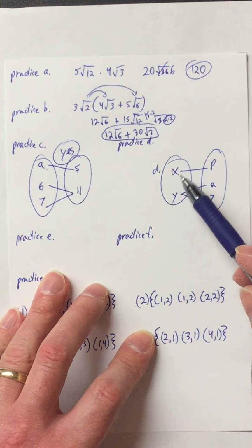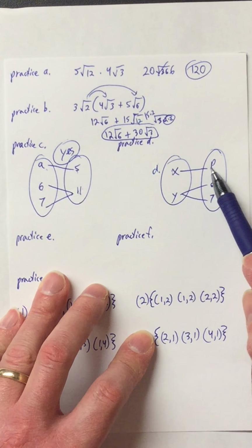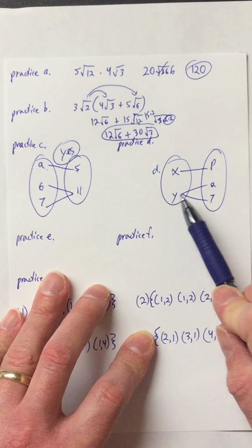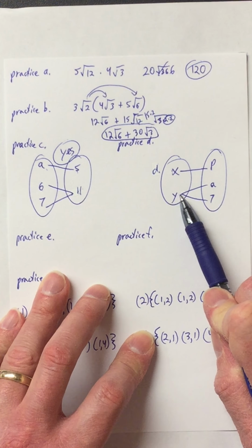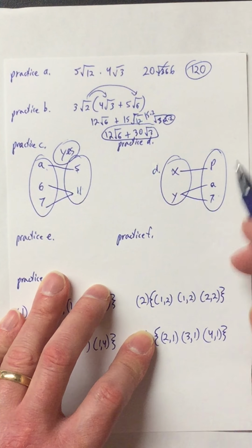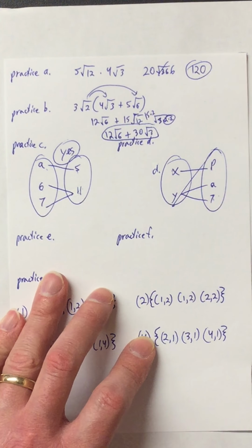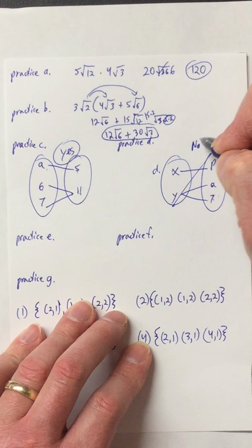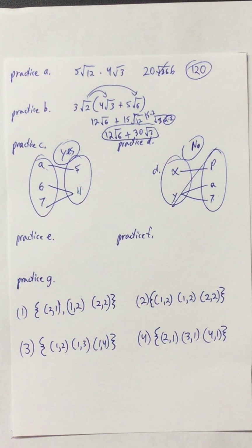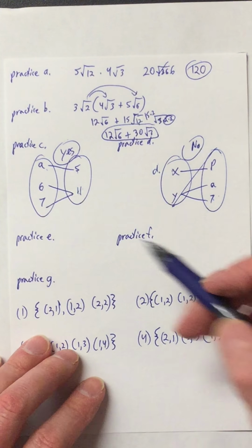Look at practice D. Is this one a function? I have one input here, gives me one output. Here I have one input, and it can't give me an output of both A and 7. One input can't give me two outputs. This is not a function. Does not work.